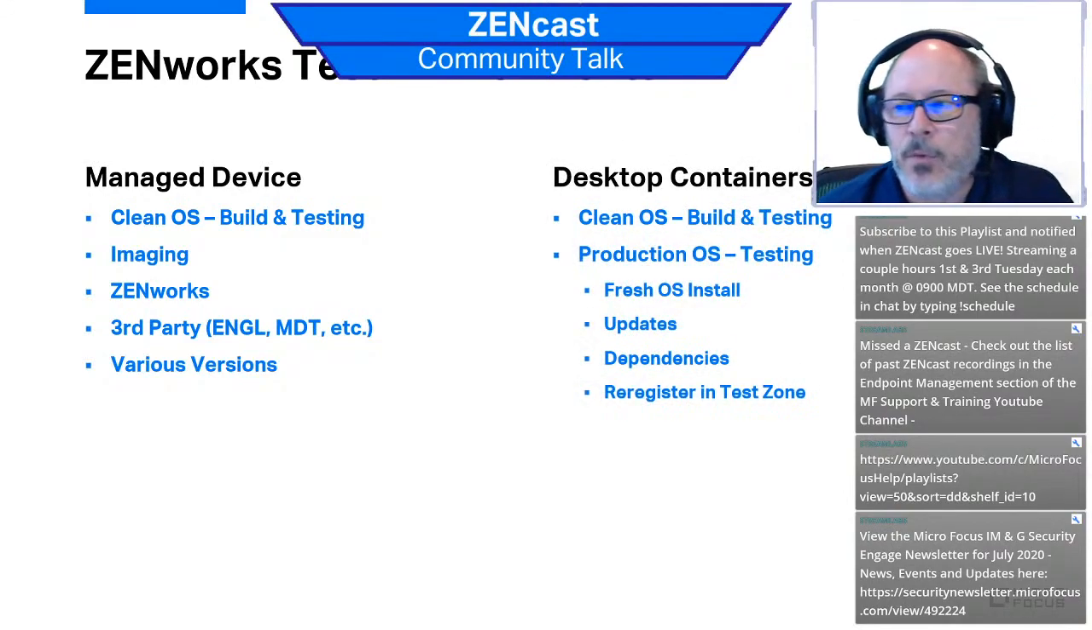And then for desktop containers and admin studios, again, having a clean OS for build and testing, a production OS for testing. For OS testing, you can have a fresh OS install. You can have an install with updates, dependencies, re-register to the zone.